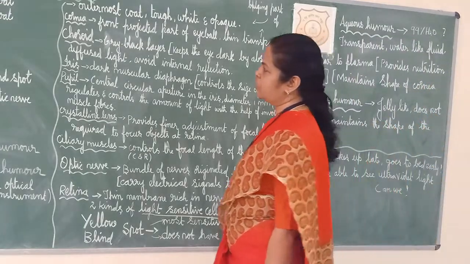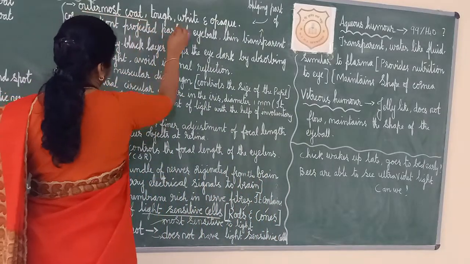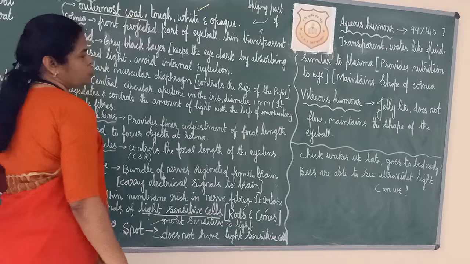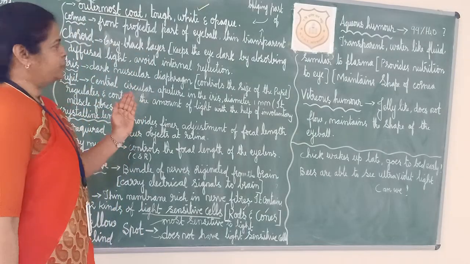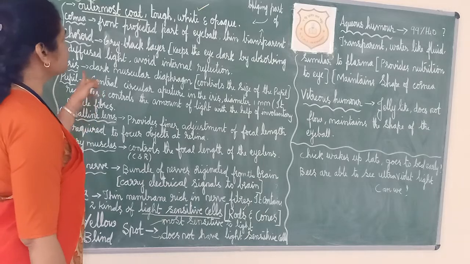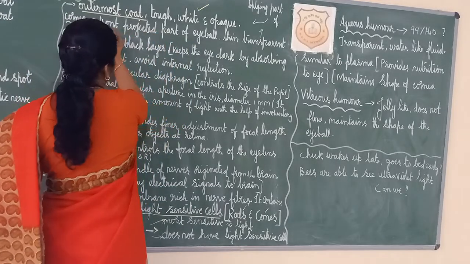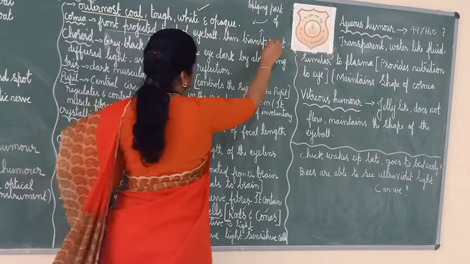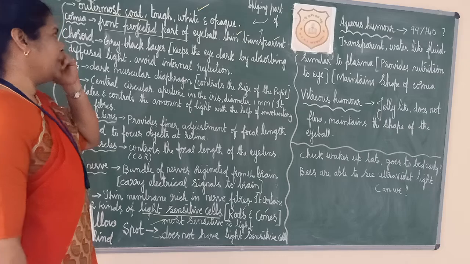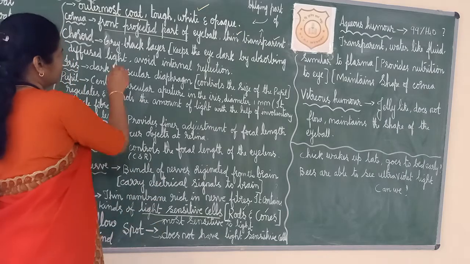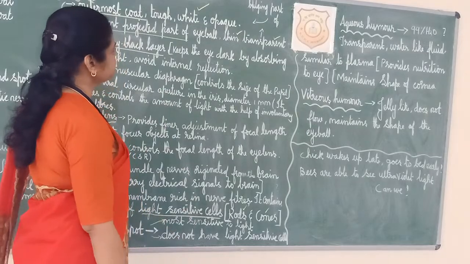So, the first thing we studied is the sclerotic coat. It is the outermost coat and it is white in color, opaque and tough. The next bulged portion of that sclerotic coat is the cornea. It is the front projected part and it is transparent and thin. Then the next layer is the choroid coat. Which color is it? Greyish black in color.